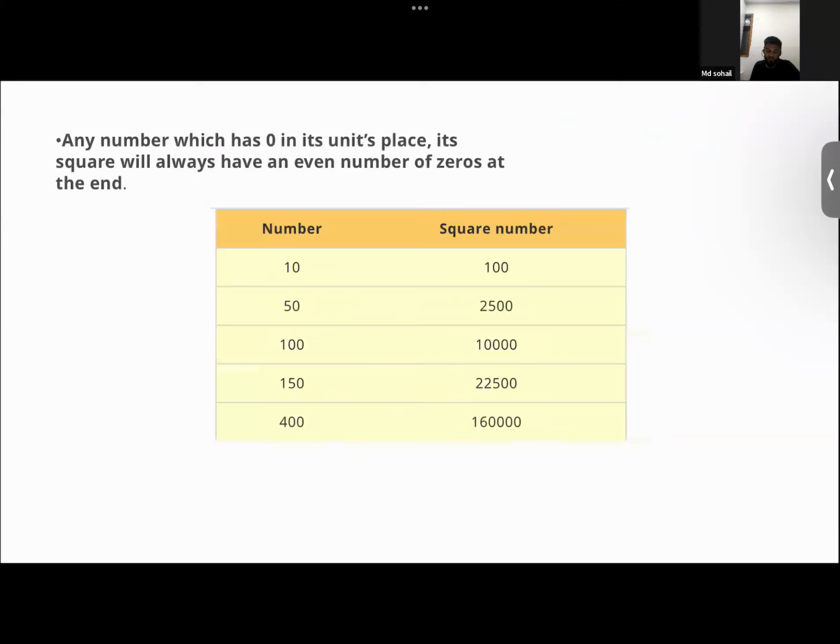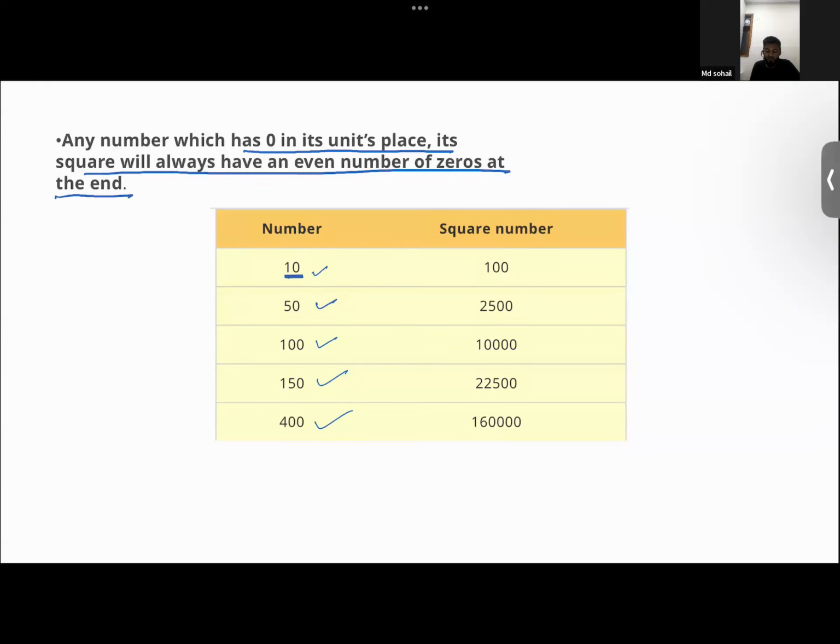Let's move ahead. Now, what about a number whose unit place is 0? Like I have got the numbers 10, 50, 100, 150, and 400 here. Now, notice their squares. Aren't they all ending with 0? Yes, sir, they are. So any number which has 0 in its unit place, its square will always have an even number of zeros at the end.